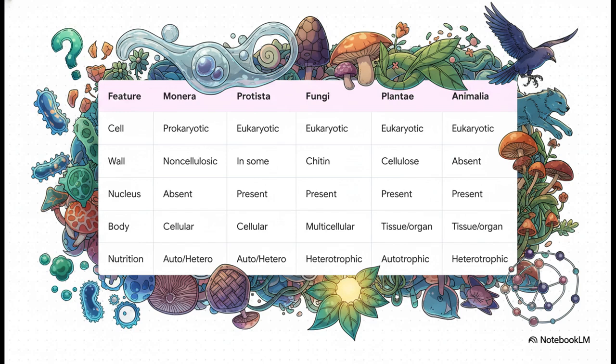What is the cell type? What's the cell wall made of? Is there a nuclear membrane? How is the body organized, and how does it get its nutrition? By sticking to these exact criteria, organisms that used to be incorrectly squished together, like, say, bacteria and blue-green algae being grouped with complex plants, were finally given their own distinct, proper categories.